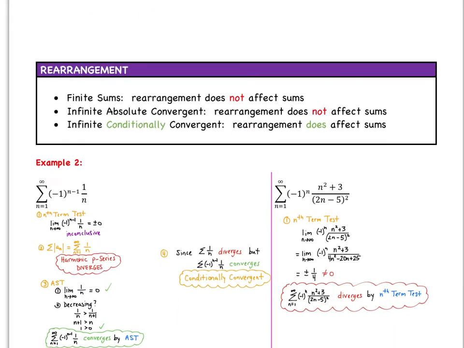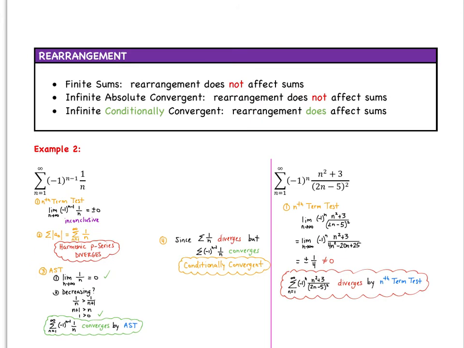All right, so talking about some rearrangement before we go to these next examples. If we have a finite sum, rearranging the terms doesn't affect the sum. Just putting certain ones first and certain ones last, it doesn't matter. With infinite absolute convergence, rearranging does not affect the sum again. If it converges absolutely from the get-go, it's going to converge. It doesn't matter. But with conditionally convergent series, the rearrangement of certain terms can certainly affect the overall sum.